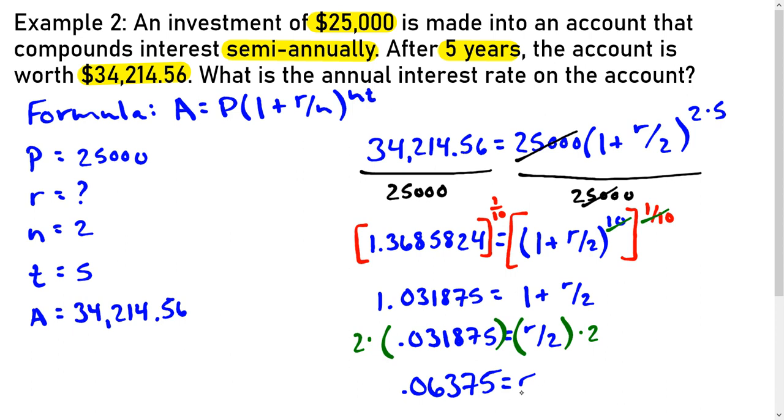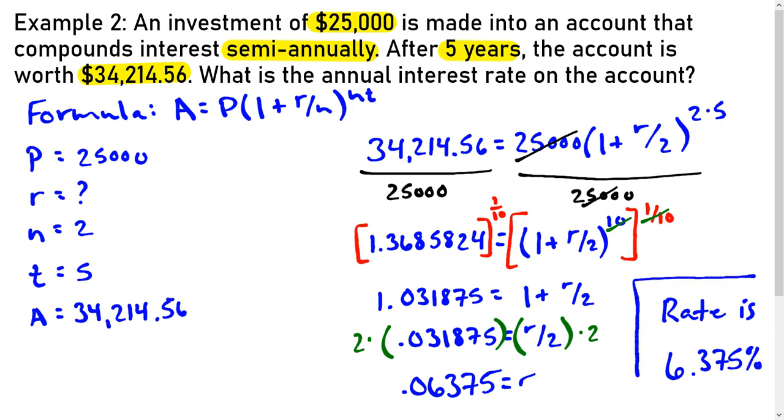Well, this is as a decimal, but I want to go and do this as a percentage. So I would need to say that the rate is, move the decimal place 2 units in the opposite direction, 6.375%. Okay, so kind of a longer problem, but that's okay. It's a lot of plug and chug stuff, right?